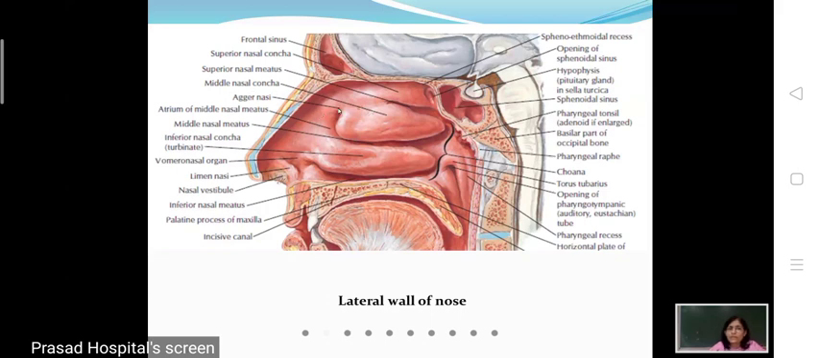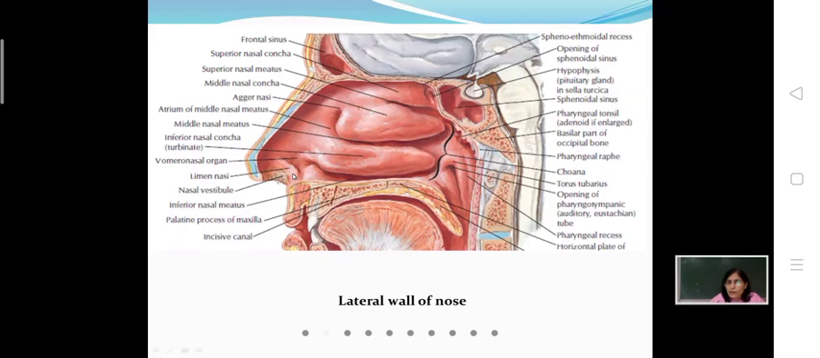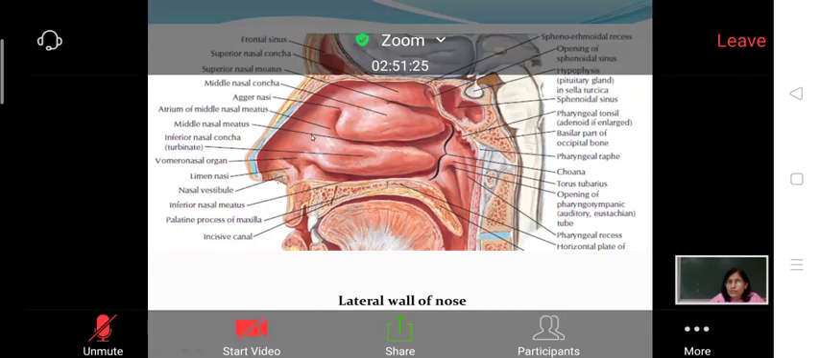So the area present, a smooth depressed area between the agger nasi and the lumen nasi, is the atrium of the middle meatus. This is the middle part of the lateral wall of the nose. Then the posterior part is the most important part.